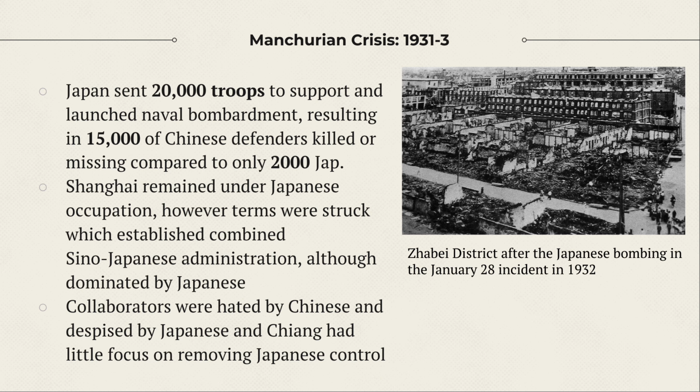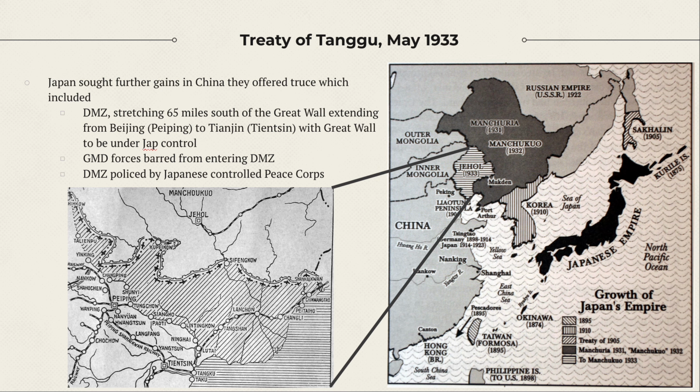Remember, if you think back to your earlier history days, the Great Wall is this great defensive perimeter, which is meant to stop the Mongols from attacking China. Now this is under control of Japan. It's an important symbolic representation that Japan is now within the walls. They are inside of China. They are not on the outside anymore. GMD forces are barred from entering the DMZ, and the DMZ is controlled by Japanese Peace Corps. And you can see here, this is in the province of Jehol, and this is the DMZ that we see in that shaded color, which stretches across this particular area.